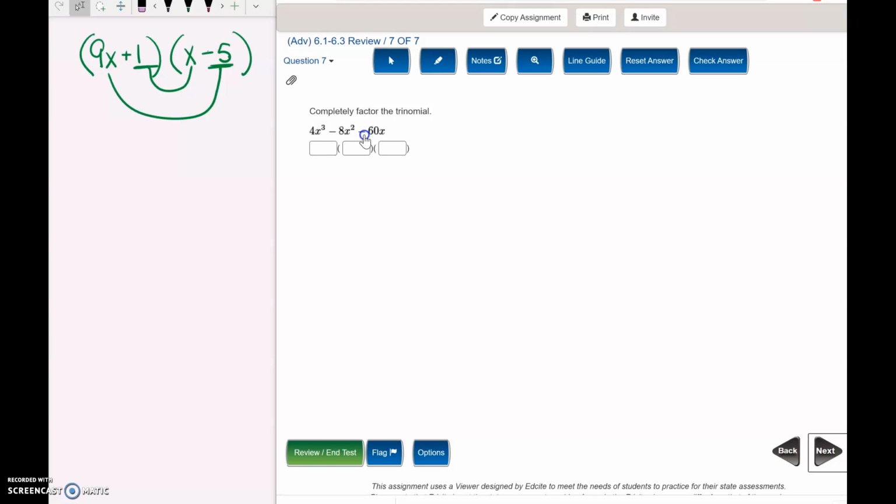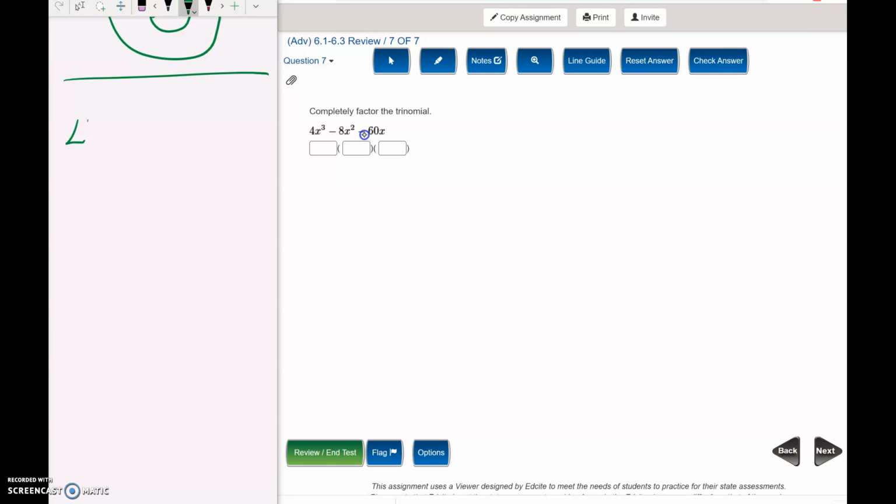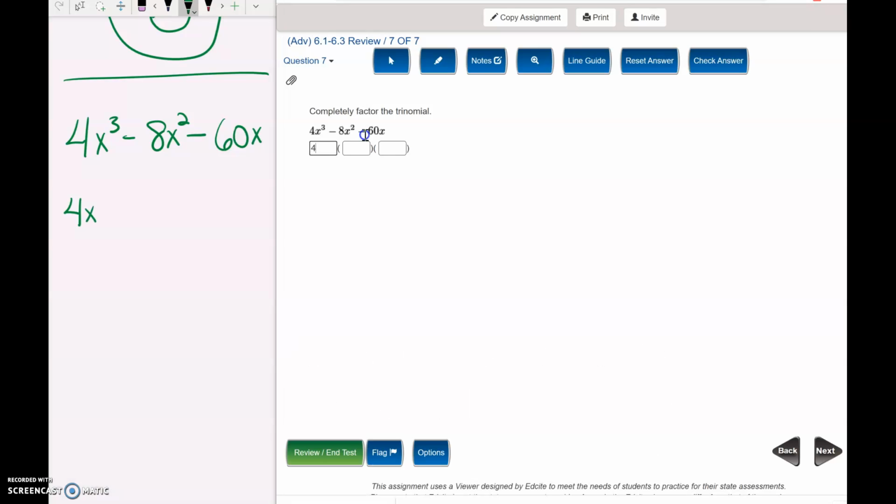Completely factor the trinomial. And notice there are 3 blanks for us to fill. That's a huge hint that maybe these 3 terms have something in common that we can pull out of all of them. So first the numbers, 4, 8, and 60. We can definitely pull 4 out of those. And they all have at least an x. So I automatically know that this first blank is 4x.